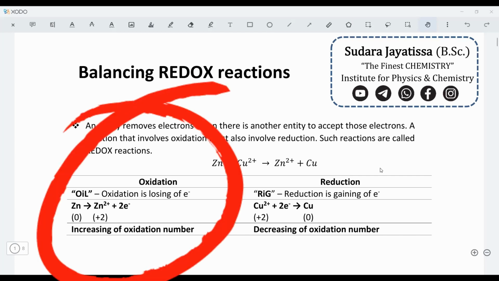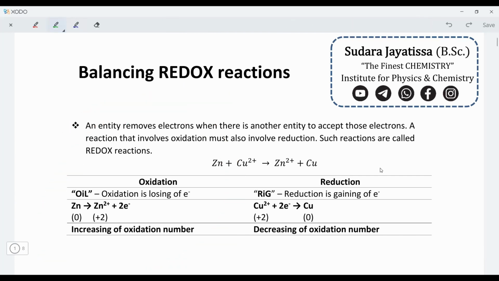Let's take zinc converting to zinc 2 plus. For zinc, the oxidation number is 0. Then for zinc 2 plus, the oxidation number is plus 2, right? And you can understand that when converting zinc into zinc 2 plus, it is losing 2 electrons. That's why zinc has the plus 2 charge.